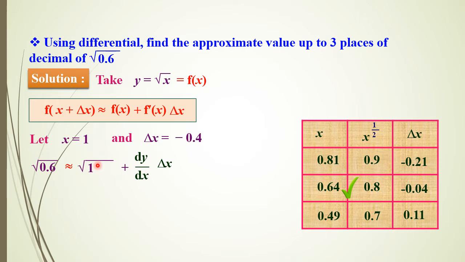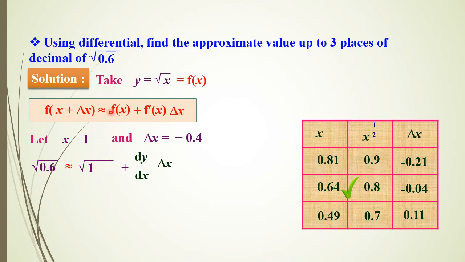Therefore, when an approximate value is given in terms of a square root, cube root, fourth root and so on, we need to choose the values of x and delta x in a proper manner. So x equal to 1, delta x equal to minus 0.4. After adding 1 and minus 0.4, we get exactly our given value, 0.6. Why 1 only? Because 1 is a perfect square, so root 1 can be written as just 1.